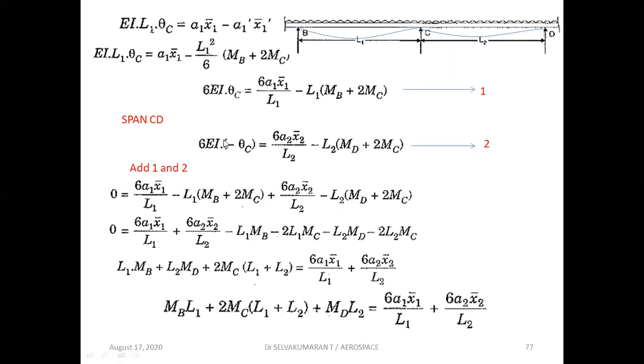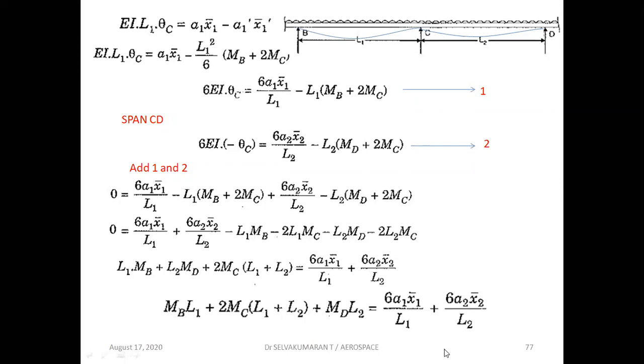So let me add these two slopes so that plus and minus will give a 0 term. Let me keep 6 A1 x1 bar by L1 and 6 A2 x2 bar by L2 on one side. You take the other terms to the other side, so that the final expression is MB into L1 plus 2MC into L1 plus L2 plus MD into L2 is equal to 6 A1 x1 bar by L1 plus 6 A2 x2 bar by L2. This is Clapeyron's equation, or Clapeyron's theorem of three moment equation, to solve any continuous beam which is subjected to any number of loads.